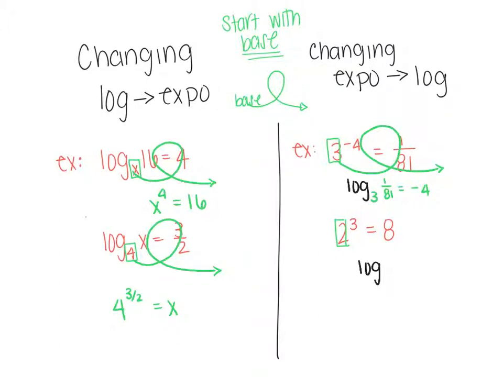Always start with the base, and then as I hit the numbers, I fill them in. The next one: 2 to the 3rd equals 8. I want to convert it to a log, so I have to write out log, start with the base, and do that same roller coaster loop. So I have log base 2 of 8 equals 3. All they asked me to do was take the log and convert it to an exponent, or if they gave me the exponent, convert it to a log.